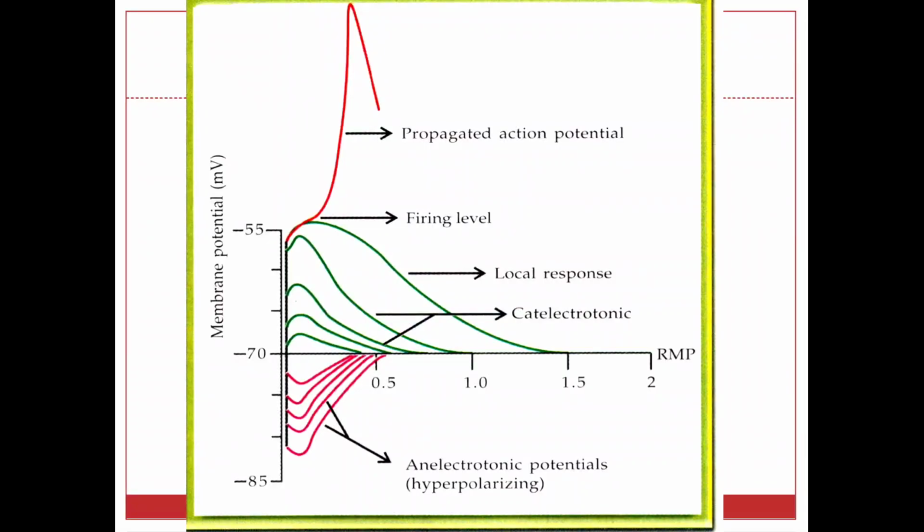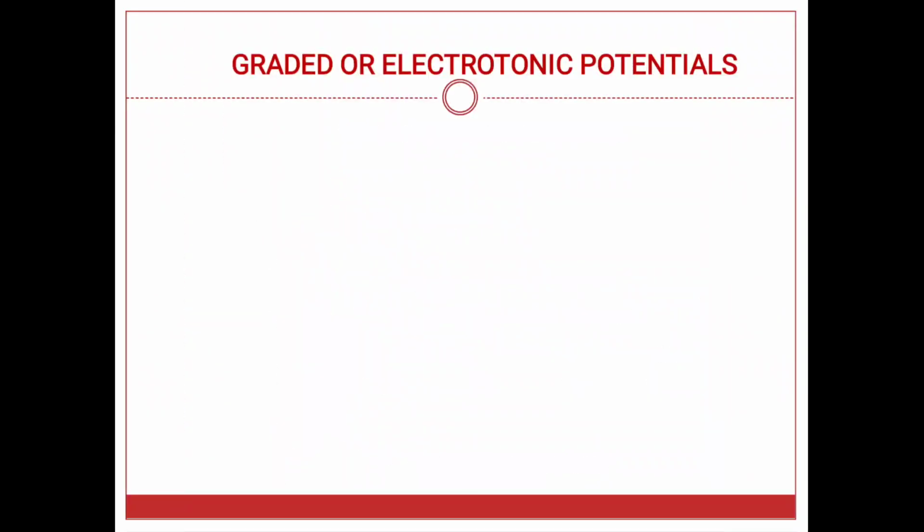From these, the top one is the propagated action potential, which crosses the firing level. Beneath that, the second one is the local response. The third one is cat electrotonic graded potential, also known as depolarizing graded potential. The fourth one, which is seen going below the resting membrane potential, means it is a hyperpolarizing potential. These are known as an electrotonic graded potential.